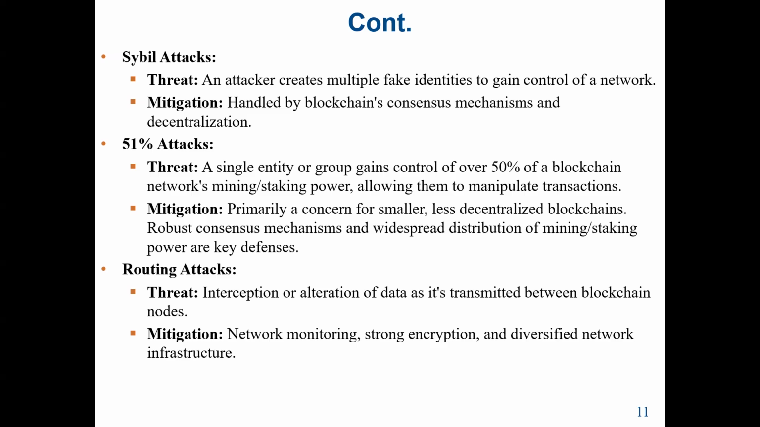Then we have the 51% attack. The threat here is that a single entity or group gains control of over 50% of a blockchain network's mining (POW) or staking (POS) power. This allows them to do what? Manipulate the transaction order, reverse transactions if possible, and prevent new transactions from being confirmed.